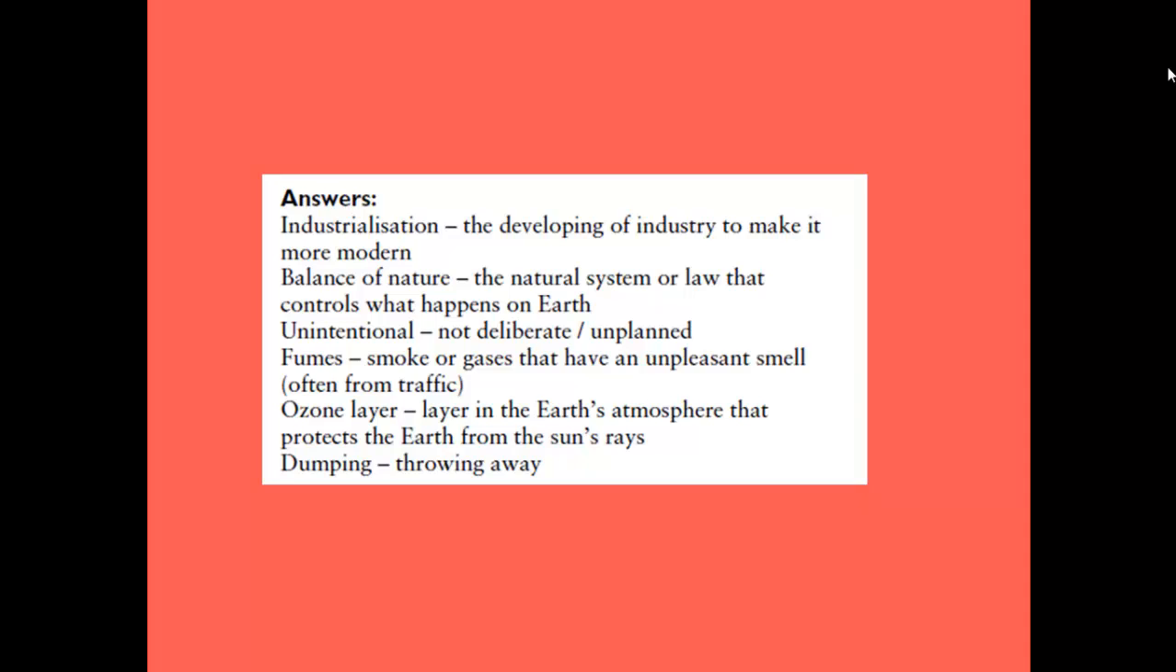Number 2, balance of nature. To make the nature in balance here. The natural system or law that controls what happens on our planet, I mean on earth. Number 3. Unintentional. The meaning is without intention. Yes, not deliberate, unplanned, spontaneously, we can say that also.